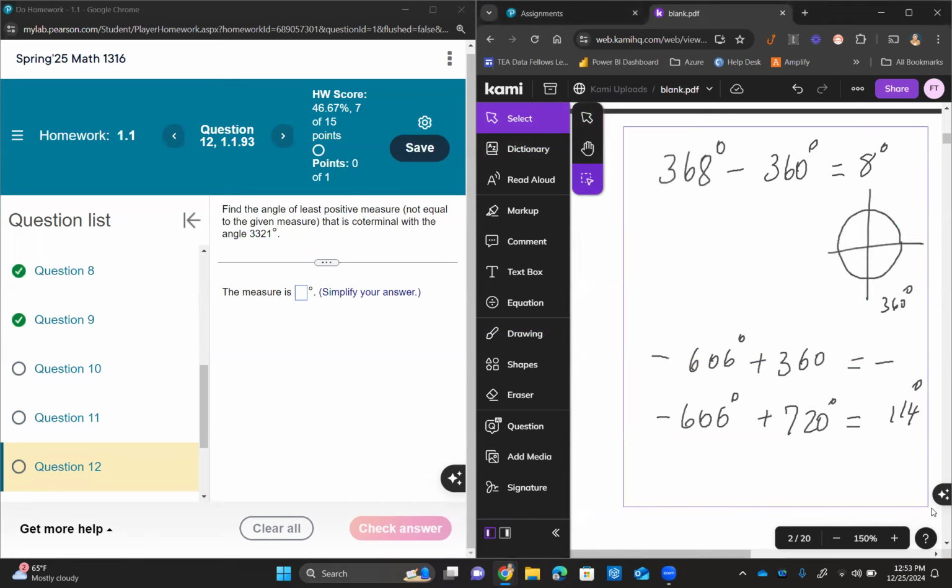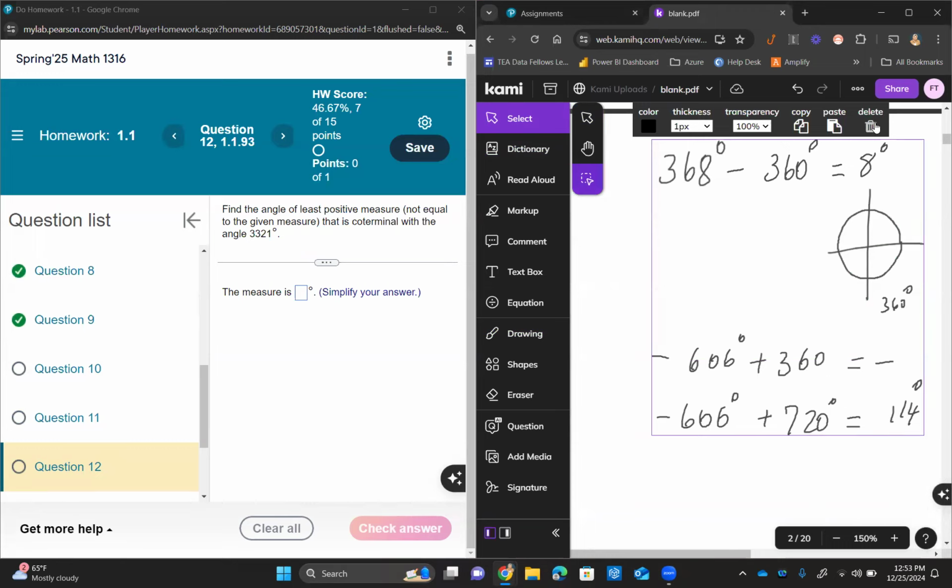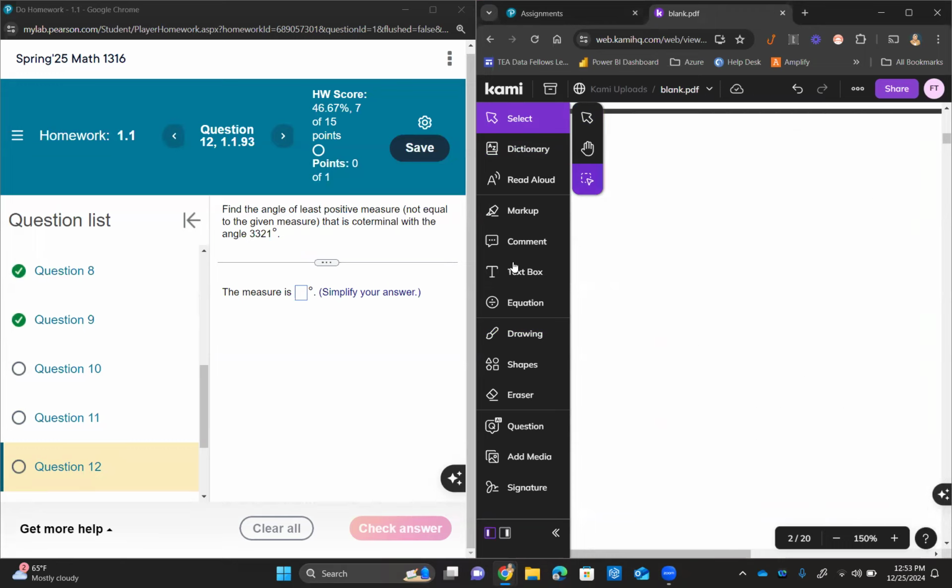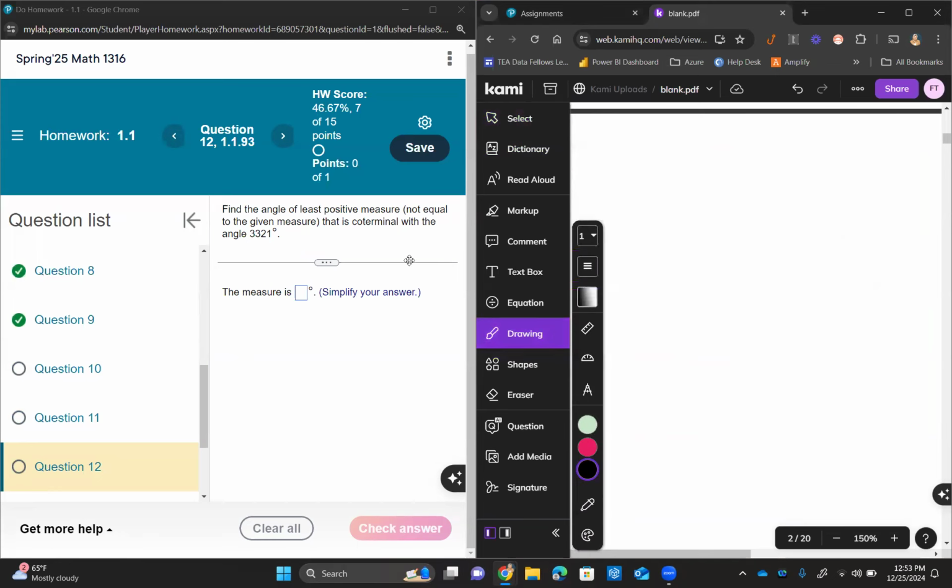For question 12, find the angle of least positive measure that is coterminal with 3,321. Since this is such a big number, I want to find the coterminal angle. It needs to be positive and it needs to be the least. So I'm going to keep thinking about my multiples of 360.